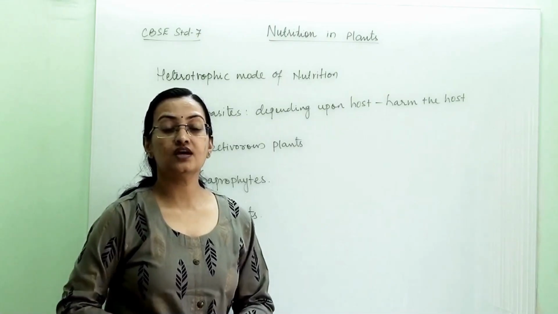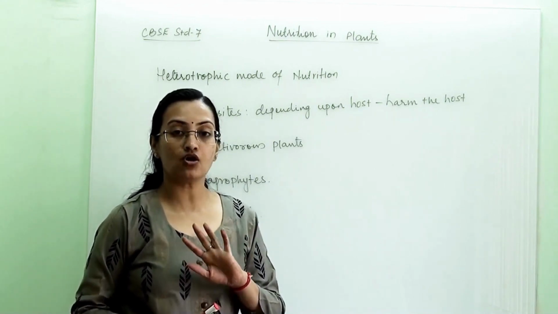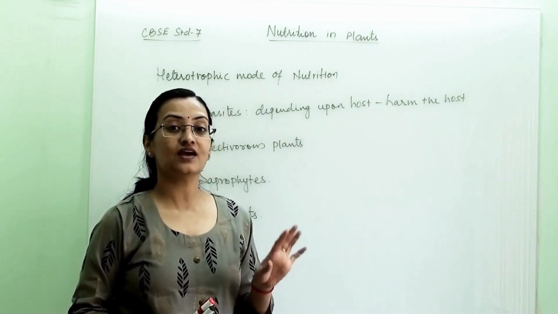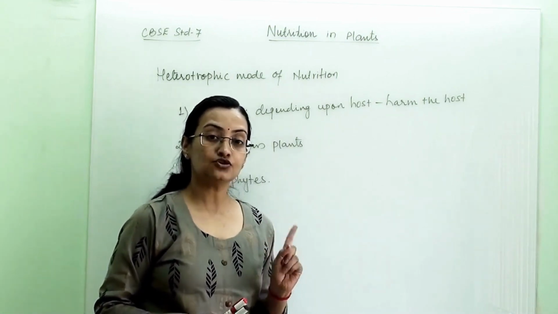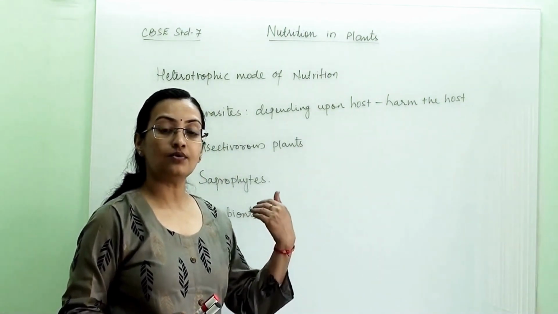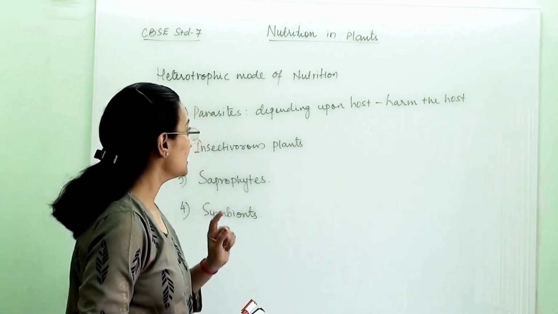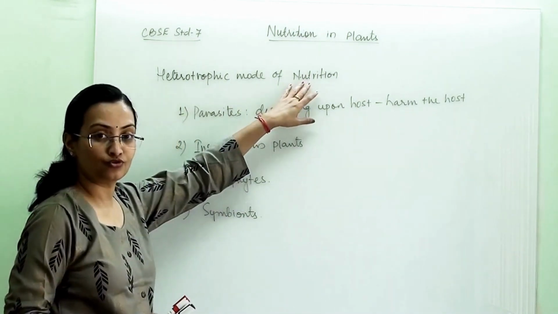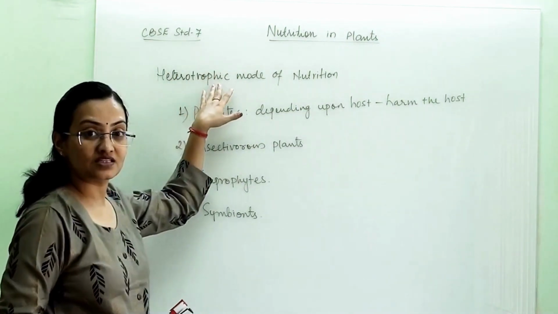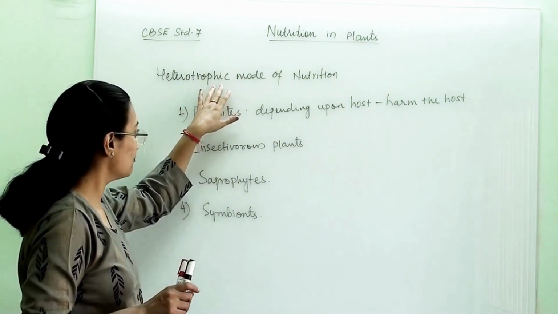In this segment, we are going to talk about the heterotrophic mode of nutrition. Earlier, we have talked about autotrophic mode of nutrition, in which plants are making their own food. Whereas in heterotrophic mode of nutrition, the organisms are depending upon other organisms to suffice their food need. Hetero means other, and tropic means the nutrition, the mode of nutrition by which they suffice their food need.